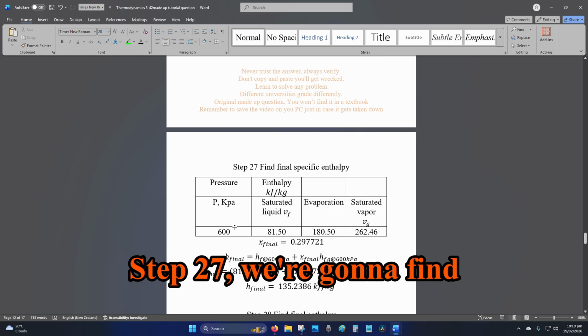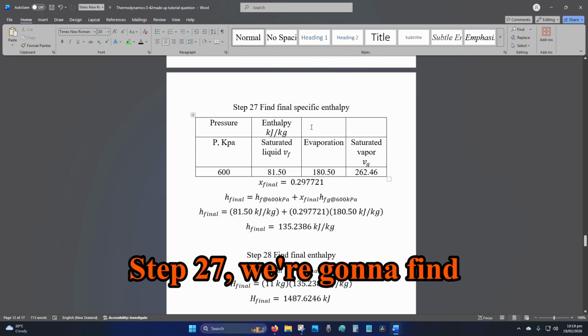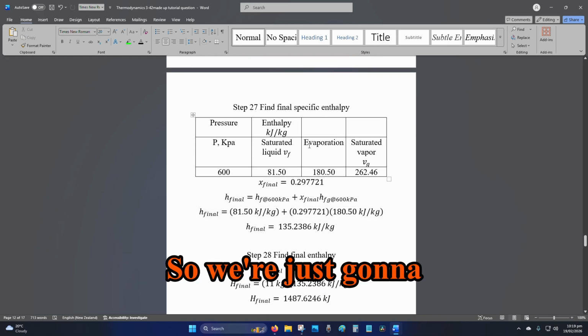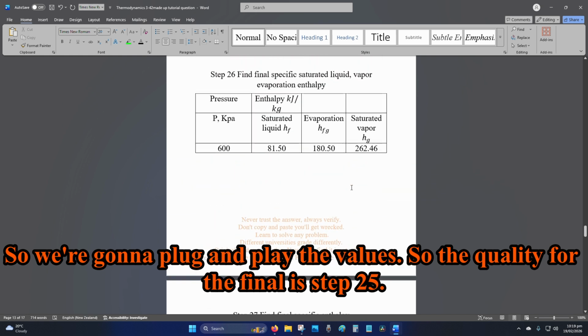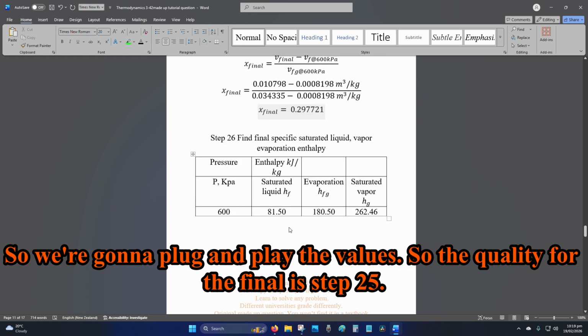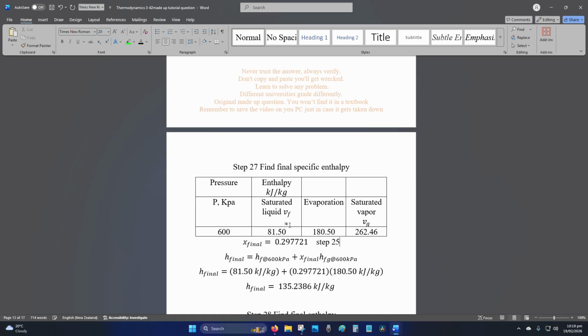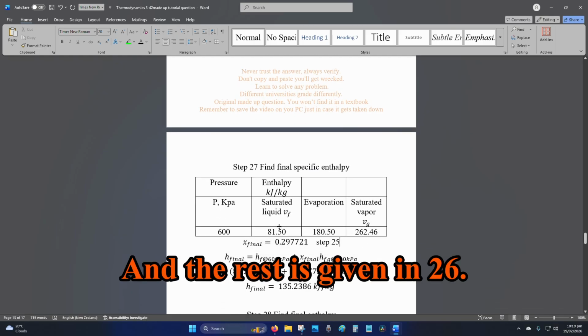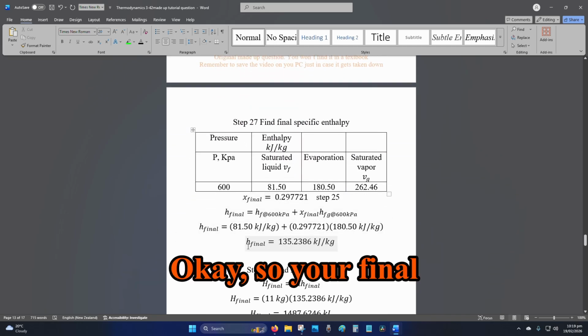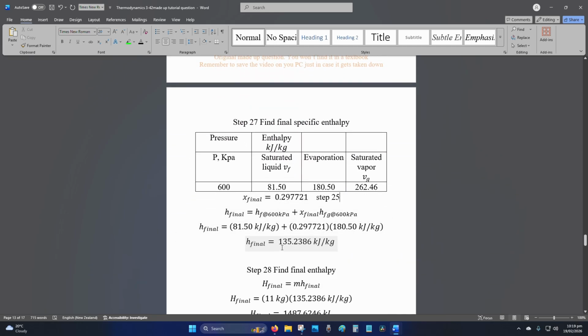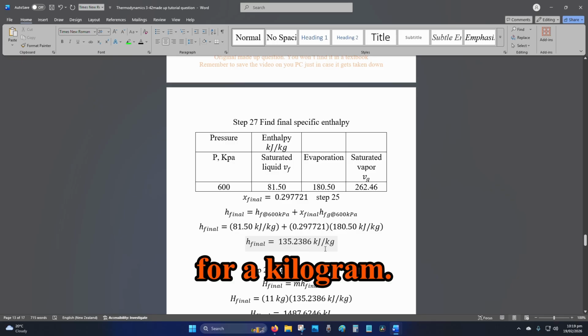Step 27, we're going to find the final specific enthalpy, so we're just going to plug and play the values. So the quality for the final is step 25, and the rest is given in 26. Okay, so your final specific enthalpy is 135.2386 kilojoules per kilogram.